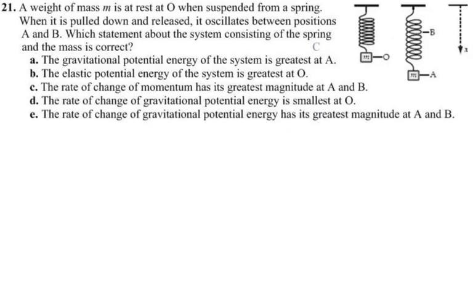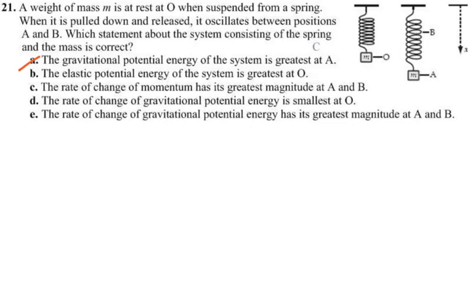For this question, the weight of mass M is at rest at point O when suspended from a spring. When it is pulled down and released, it oscillates between positions A and B. Which statement about the system consisting of the spring and the mass is correct? The gravitational potential energy of the system is greatest at A. The gravitational potential energy is equal to mgh, and at A, the h is not the highest, so that's not true.